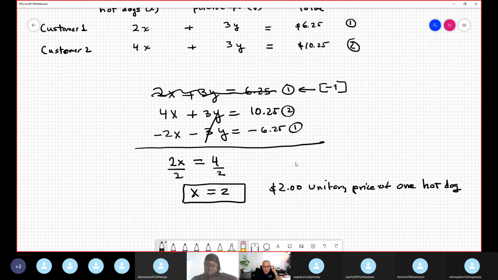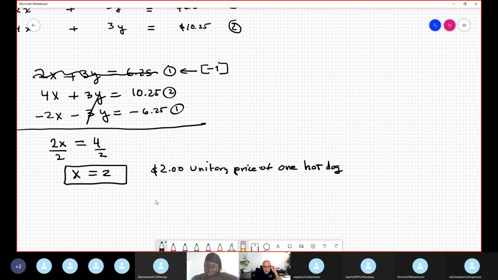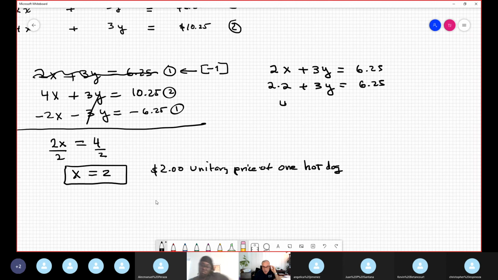In order to find both, because the question says what is the unit price of each item, you can use either equation. Which equation can I use? I use the first one, because it's easier in my opinion. You copy 2x plus 3y equals 6.25. But I know that x is 2, so 2 times 2 plus 3y equals 6.25. This is 4. Now solve for y.